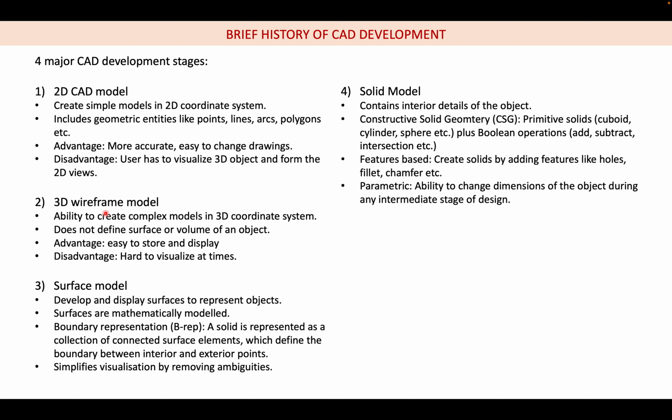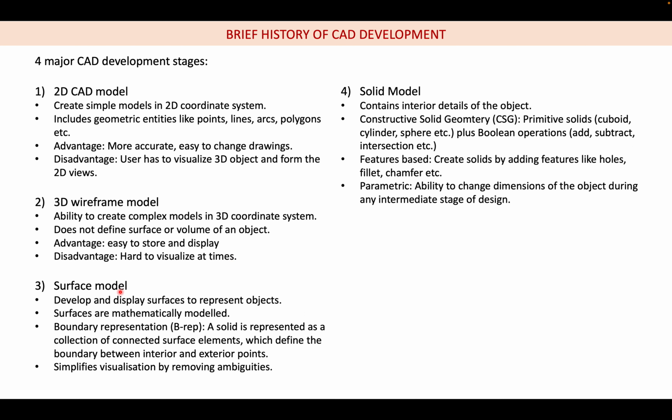Later, the advent of 3D wireframe models came into play. Now we are able to create complex models in a 3D coordinate system. But one thing about the 3D wireframe model is that it does not define the surface or the volume of an object. It is just a network of lines in the 3-dimensional coordinate system. One advantage is that it is easy to store and display. The disadvantage is that it is hard to visualize at times.